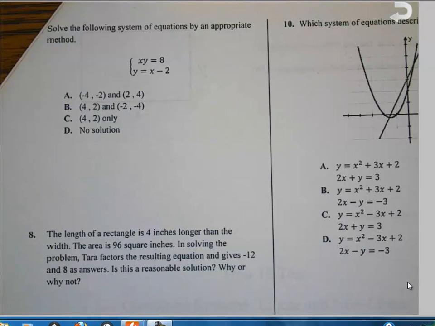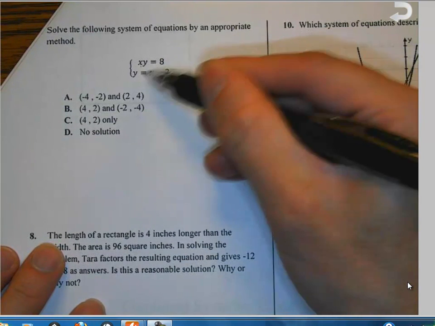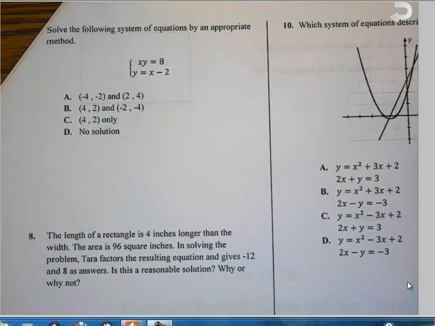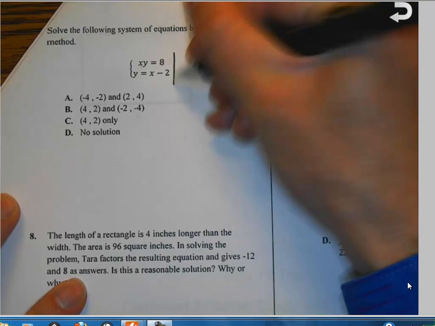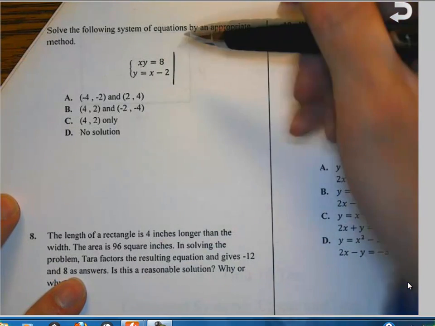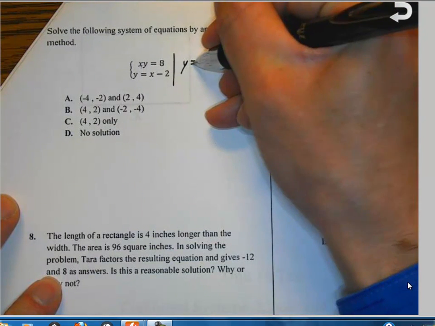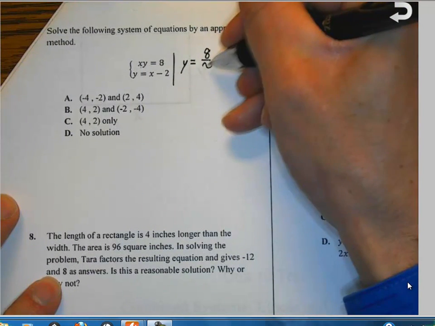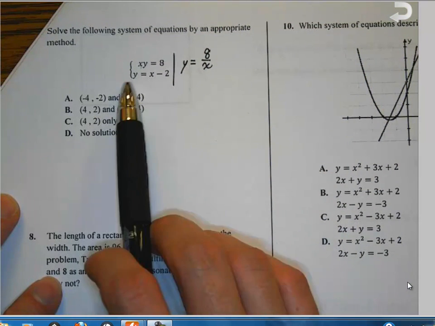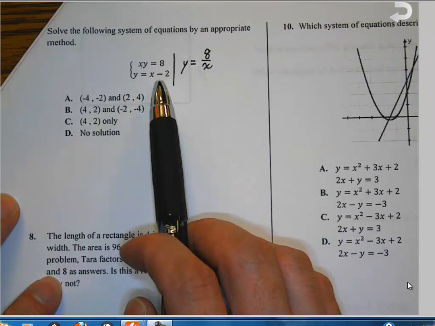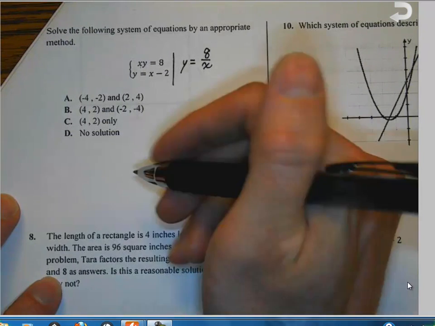Okay, now, here they gave you x times y is equal to 8, and y is equal to x minus 2. What I would go on ahead and do is clean this up just a little bit and get y by itself in the first equation. To get y by itself, you divide by x, so y is equal to 8 over x. Now, the most fundamental idea of solving a system in this case is to understand that this y, which is equal to x minus 2, is equal to this y, which is equal to 8 over x. That way, you're really only solving for one unknown.